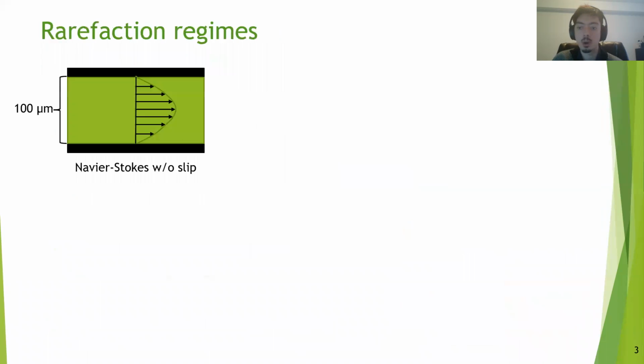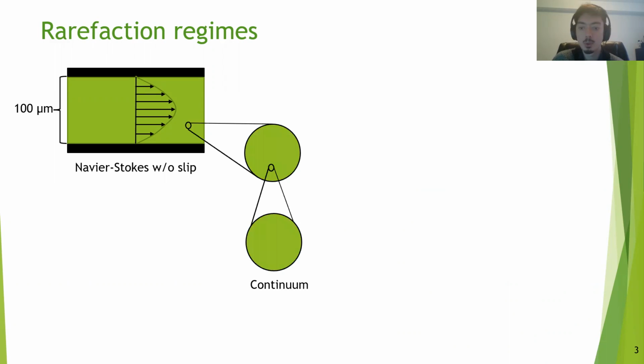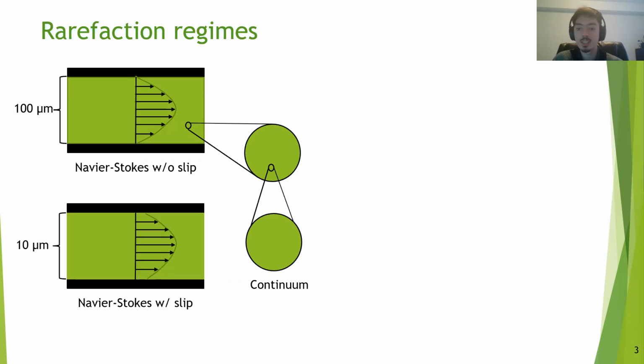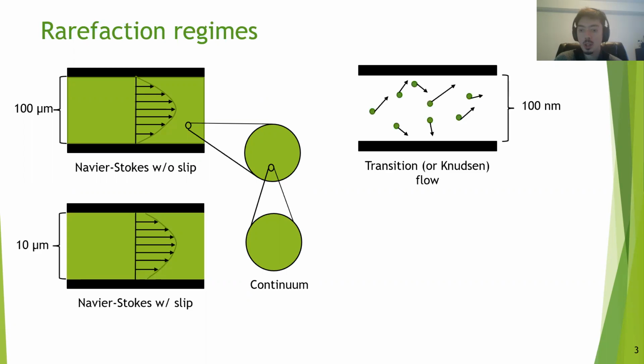Here I show what I mean by a rarefied flow. Actually, this is a continuum regime flow. When the pore size is relatively large, like larger than 100 microns, air can be considered as a continuum. That means that if I zoom, the properties of the fluid don't change. They always stay the same. And the fluid can be modeled with the Navier-Stokes equation with a zero velocity boundary condition. At 10 microns, however, a finite slip velocity appears at the boundaries of the pore, which must be included in the model. At around 100 nanometers, the fluid can no longer be considered a continuum, and we call this the transition or Knudsen regime.